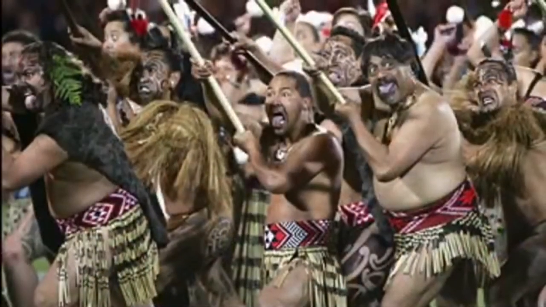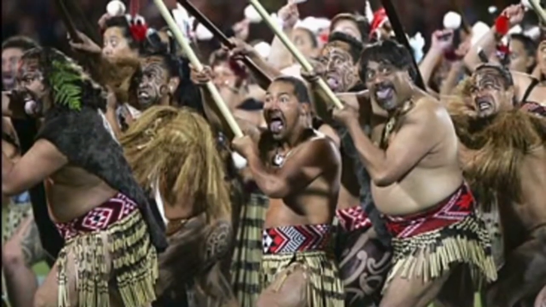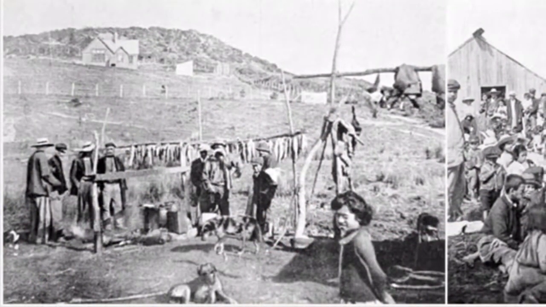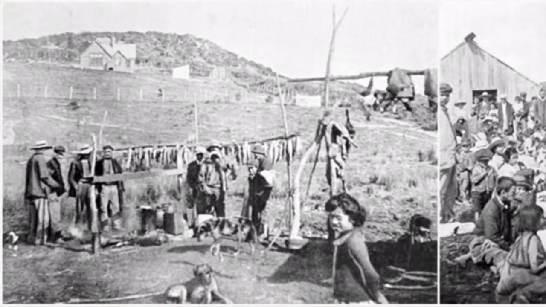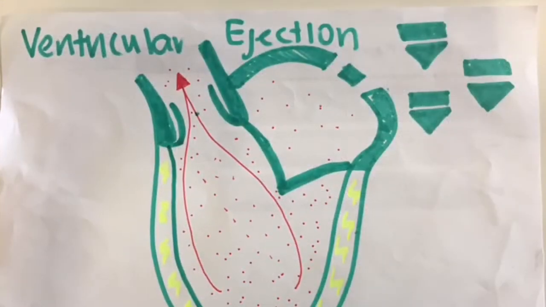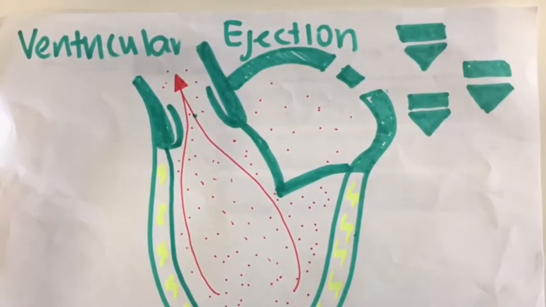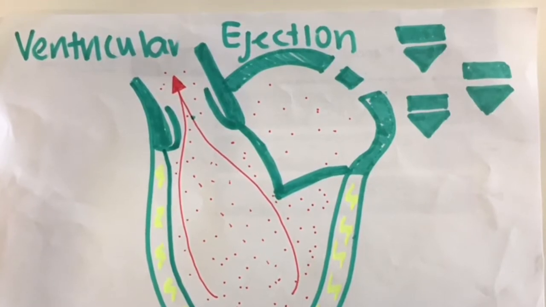In regards to the conduction system of the heart, the signals from the SA node to the AV node are similar to the karanga between tangata whenua and manuhiri, and the received signal by the Purkinje fibers is similar to the closing of the whai kōrero, which signals for the commencement of ventricular contraction.